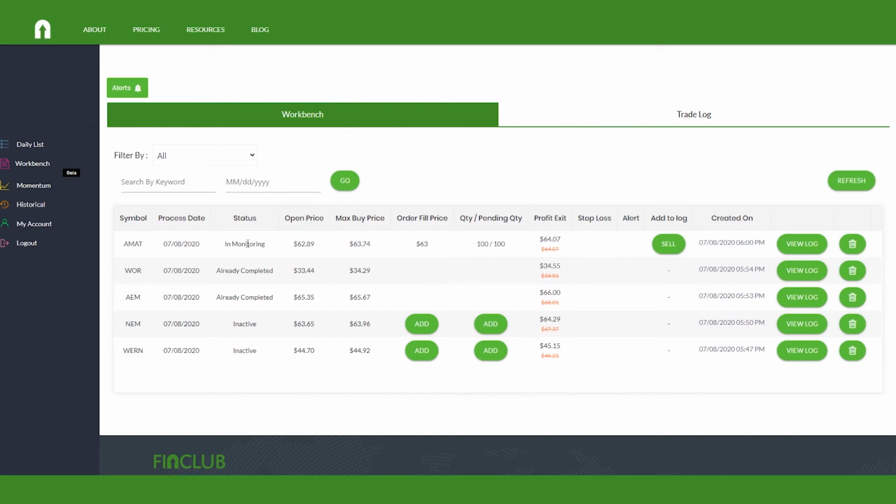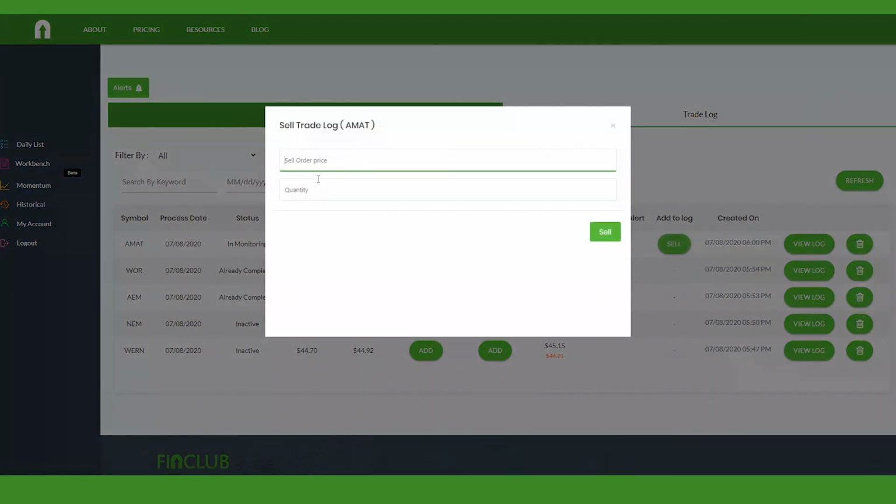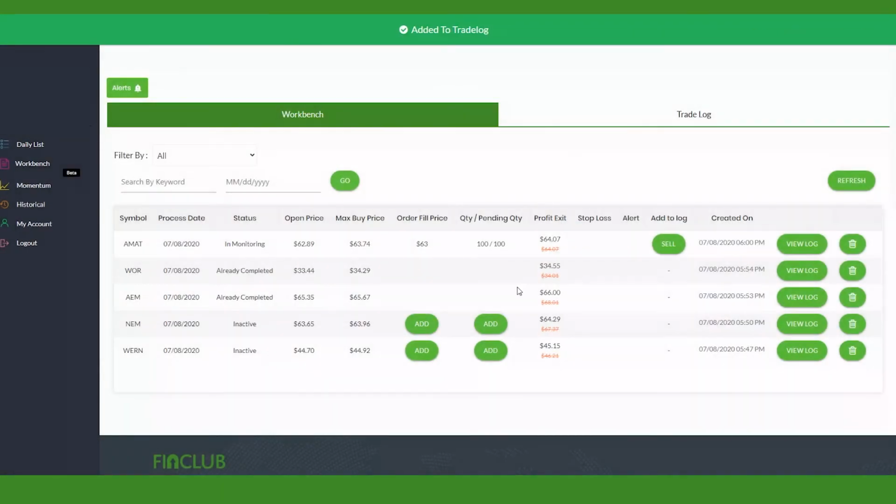Now, you've had this in monitoring, and you decide, oh, you know what? I have actually been able to take off half of my trade for profits. So I'm going to add this to my log that I'm going to sell, enter sell price, let's say 63.50. And I sold 50 out. Hit sell. Refresh the page, and you can see that we now have 50 out of 100 left.